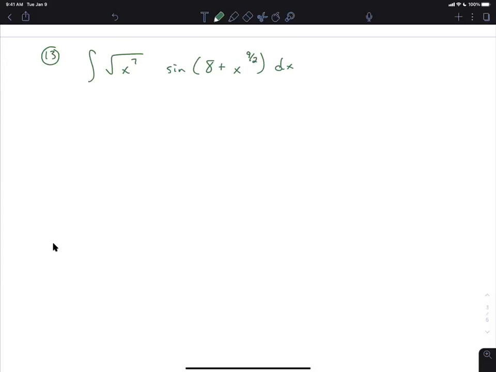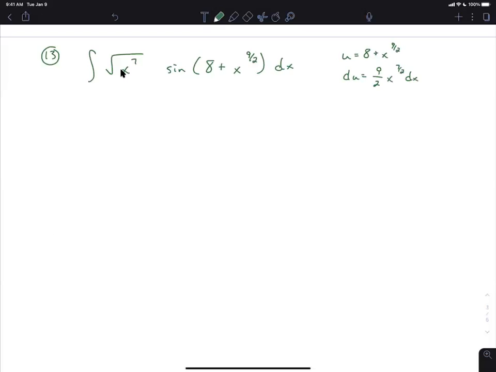And so there aren't very many methods that would apply to this. I think it would either be u-sub or maybe parts, but parts would be real weird because of what's inside of sine. So you would start with u-sub, where we would try to let u equal the inside of sine, and that ends up working. So if I let u equal 8 plus x to the 9/2, du is 9/2 x to the 7/2. But the square root of x to the 7th is x to the 7/2.